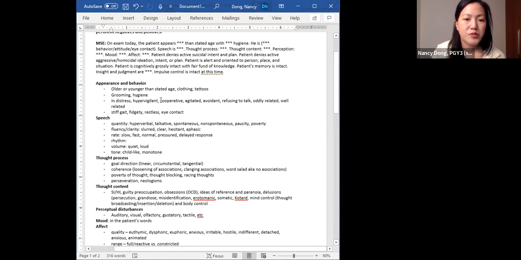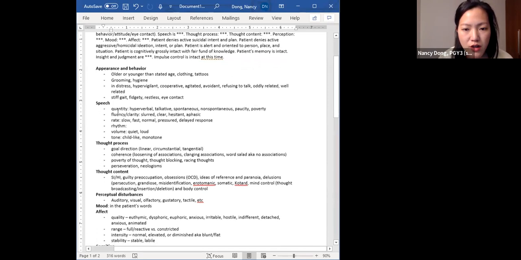Remember, these are things you're observing about the patient. Cooperative, agitated, oddly related or well related. Looking at their gait when they get up to walk to you for the interview, you can monitor how they're walking. Are they stiff? Are they rigid? Rigidity might give you an idea about how they're tolerating their antipsychotic, because it can make you kind of rigid sometimes. Fidgety, restless, eye contact.